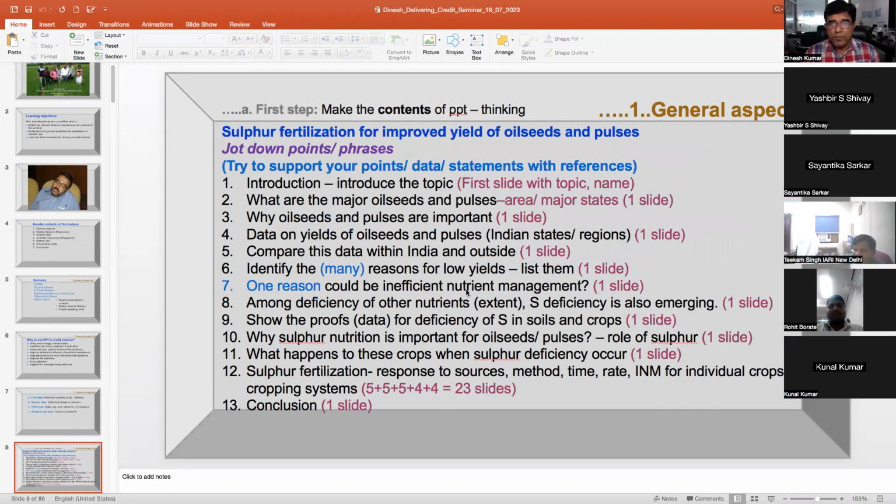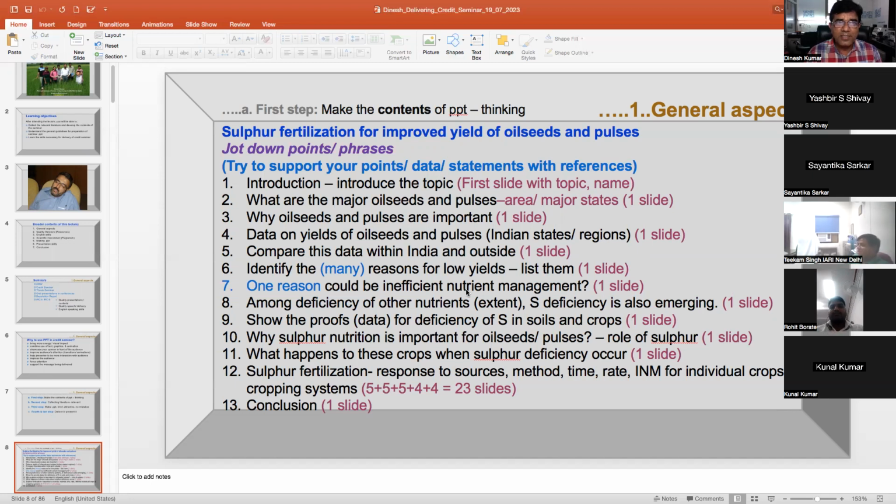Now, I am just giving you some brief idea. You have been given a particular topic. So how can you think, how can you divide your content into different slides? What should be the content exactly? So through this example, I try to make you understand.